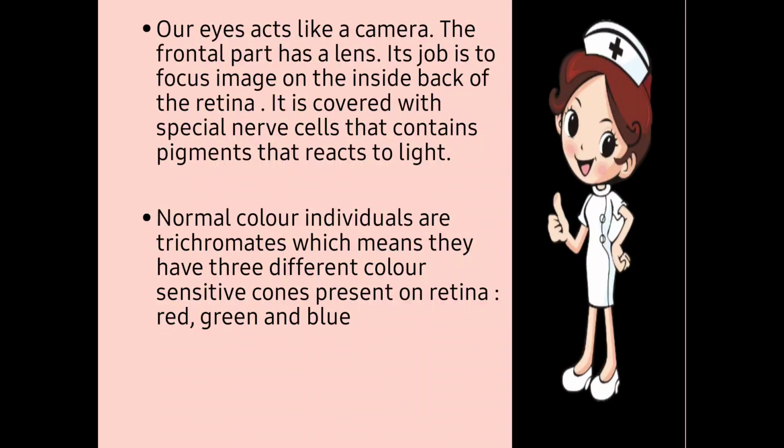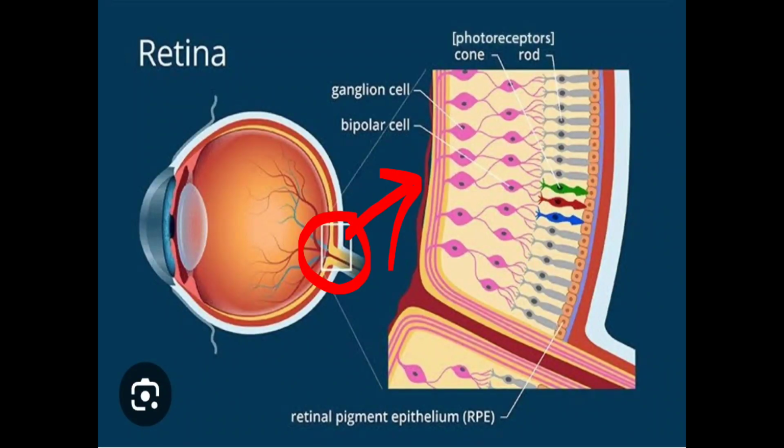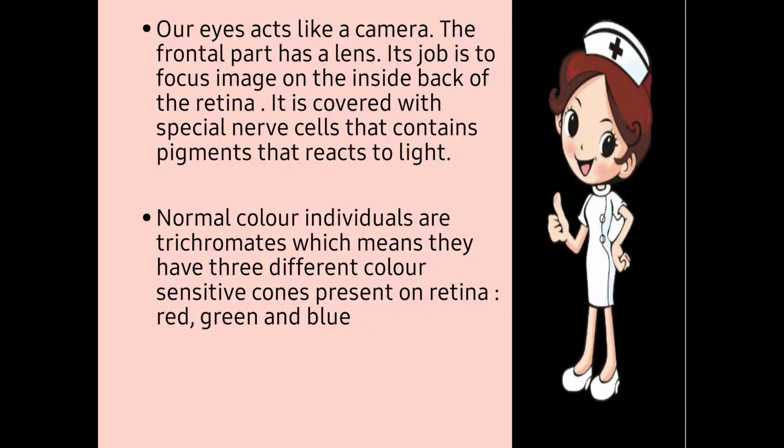Normal color individuals, those humans who can perceive every color, are known as trichromats. Why are they known as trichromats? Because three colors are present here: green, red as well as blue. With the help of three colors we can perceive 1 million different shades of colors. These are present on the retina. First is the red, second is the green and the third is the blue.